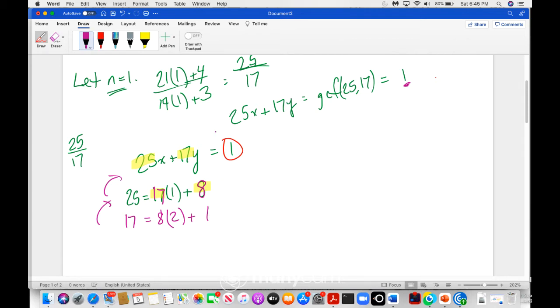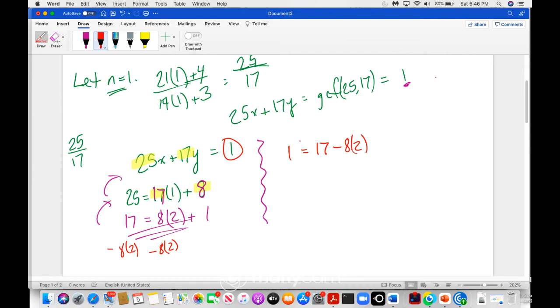So let's go ahead and do that. So I'm going to start here. And if 17 equals 8 times 2 plus 1, that means that if I subtract 8 times 2 from both sides, I get that 1 is equal to 17 minus 2 times 8.